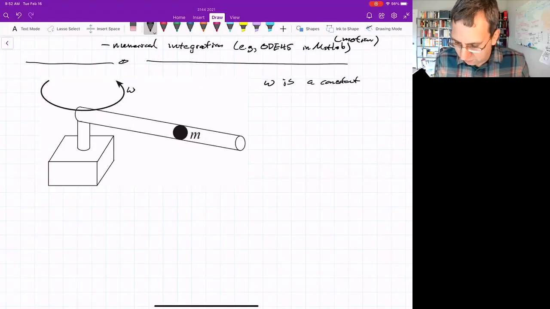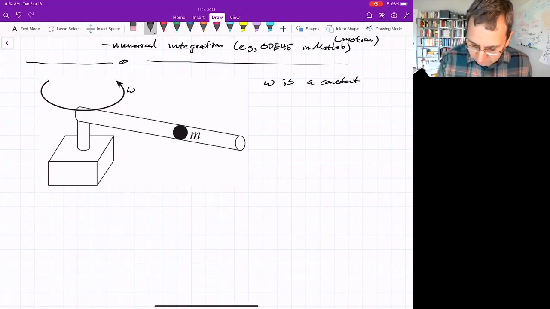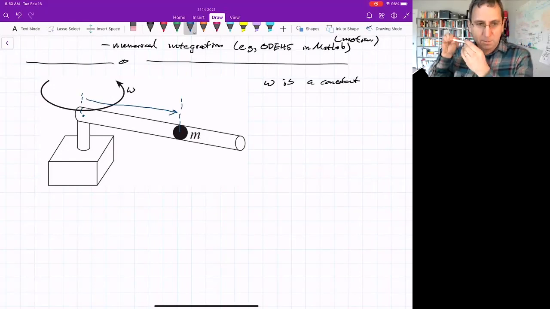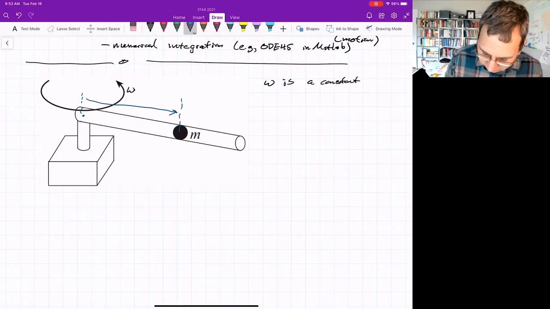We then would think of some coordinates to describe where this marble is. It seems like the most useful thing is the distance of the marble along the tube from that rotation axis. So let's call that R.